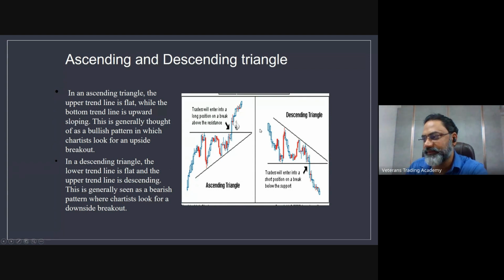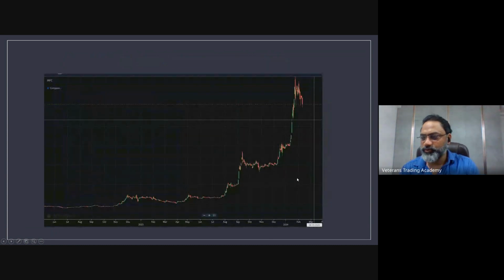A descending triangle is something like the market is coming down, takes a support, goes up, comes down, again bounces, but doesn't go up too much. Again comes down, again bounces, doesn't go up too much, and finally breaks down. So these are the continuation patterns, and these are the major continuation patterns.